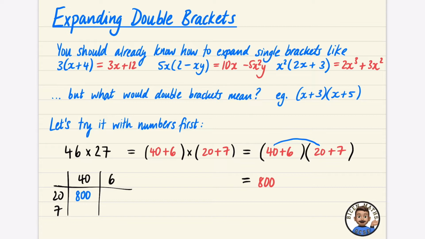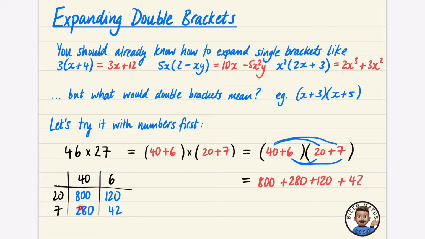Then the next thing you'd do is probably the 40 multiplied by the 7, which is 280. And then you would do the 6 times the 20, which is 120. And then the last thing, if you were trying to find the answer to this, is you would also do the 6 times the 7, which is 42.